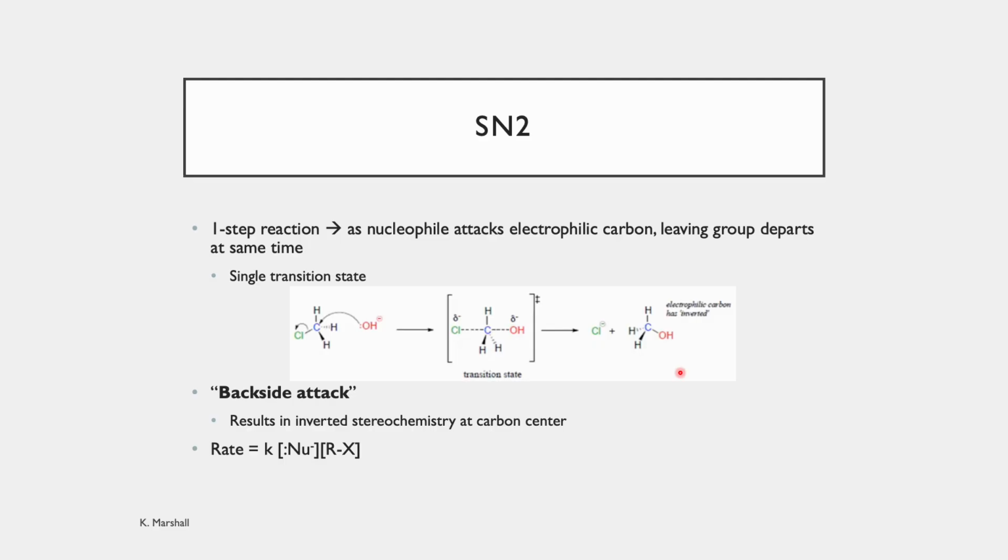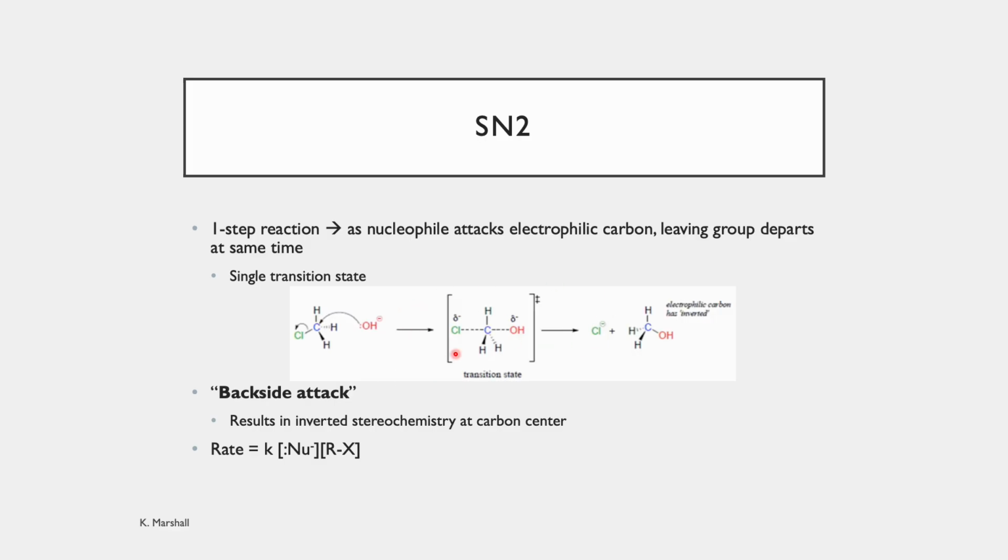So to start with a quick review of SN2 reactions. SN2 reactions occur in a single concerted step. As the nucleophile attacks the electrophilic carbon, the leaving group departs at the same time, nearly instantaneously. There's a single transition state where the carbon is transiently bonded partially to both the nucleophile and the leaving group, as we saw in Dr. Marshall's lecture with this graphic here.